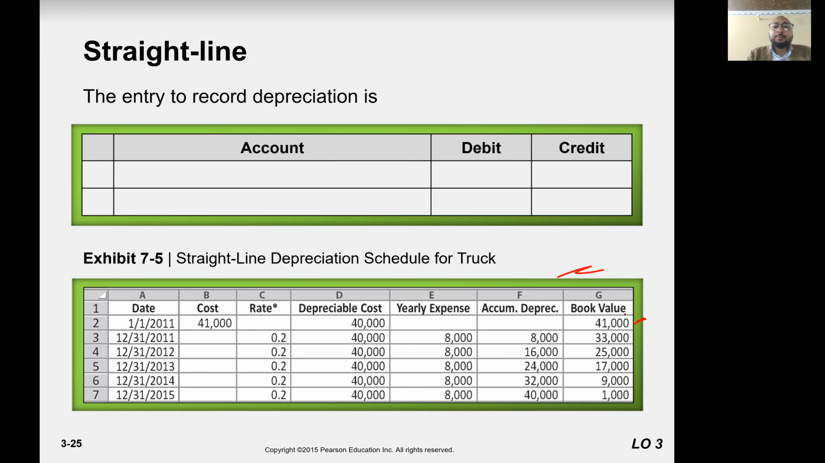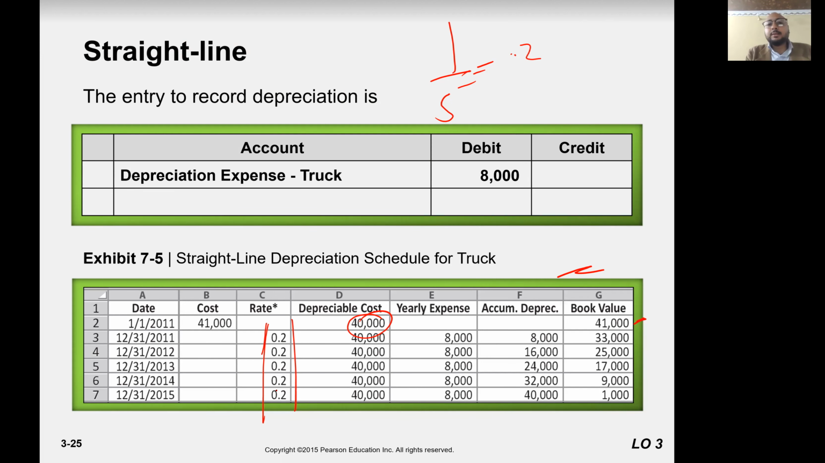All right. So what is the depreciable cost? 40,000. What is the rate? How we find out this rate? 1/5. 1 over life. Life is 5 years. Answer is 0.2. So this is the rate.